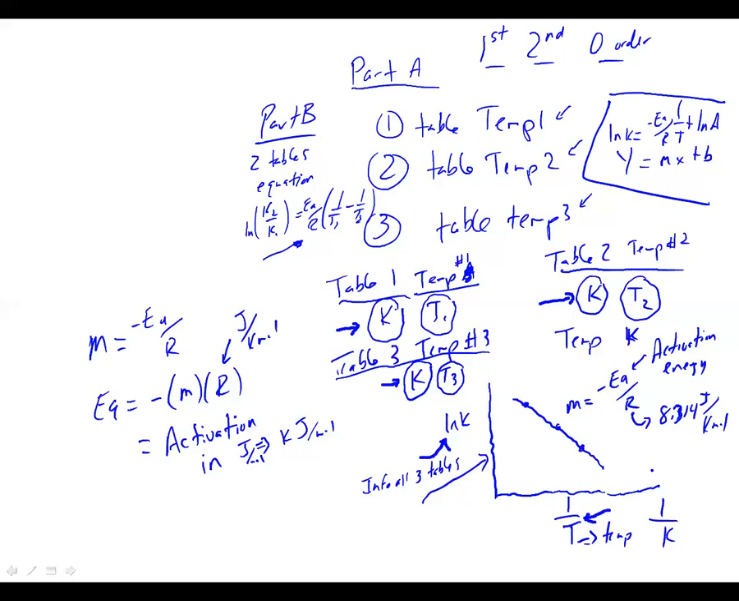So again, for part A, you should just have one graph at the end there, which is 1 over temperature. You're going to have 3 different points in this graph. So here, I'll just make one really big. This would be like table number 1, temperature number 2. So you're going to use each table's information as one point on that last graph that you're going to make. That makes sense?